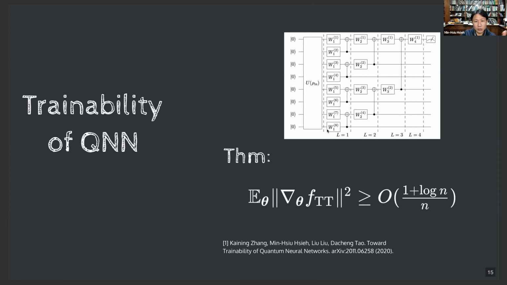We also have some generalization in this domain, and you can take a look at this paper with Kaining, my student.